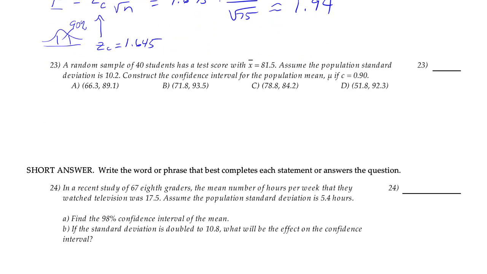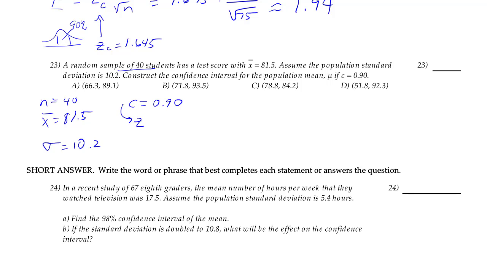All right, and then we're going to get a confidence interval. So that's one step beyond the margin of error. I just need to get the margin of error and then add it and subtract it to the sample mean. Okay, so we have a random sample of 40, n is 40. We have x bar of 81.5. Population standard deviation, so sigma is 10.2, and we're going to use a c value of 0.90.